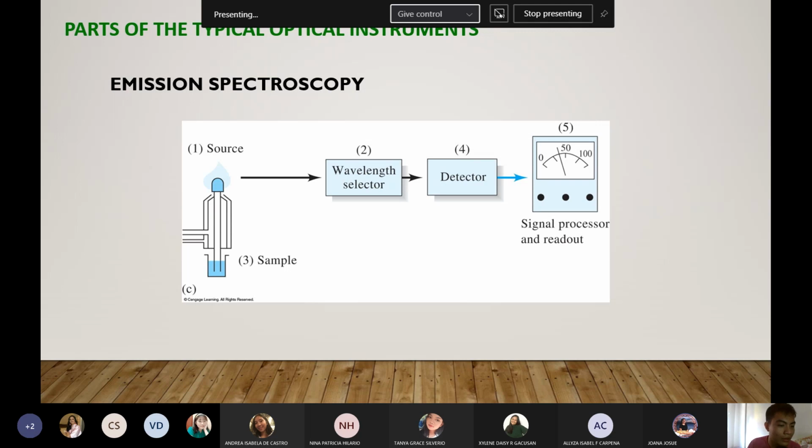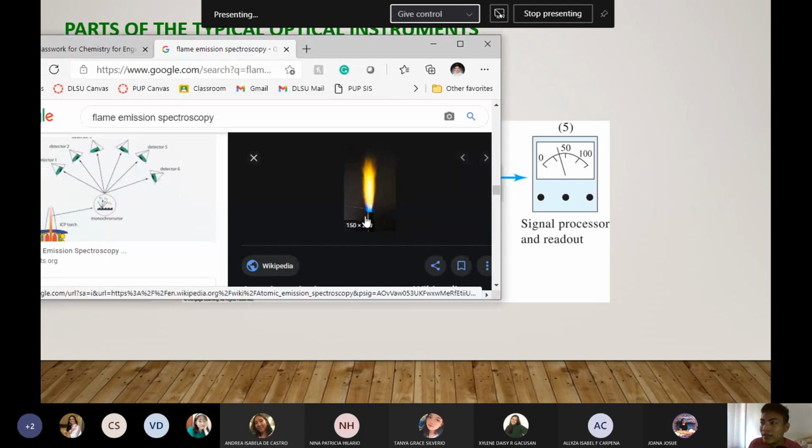I don't know if may picture ako nun, pero ang tagal na kasi nun. 2018 pa ako gumawa ng thesis ko nun. Pero pakita ko sa inyo yung AAS. Flame, emission. Okay. So, ganito lang ginagawa dyan. Basically, ito, ganito ginagawa dyan.